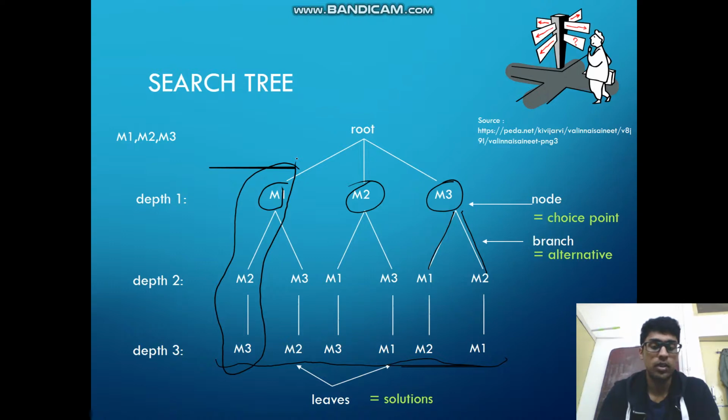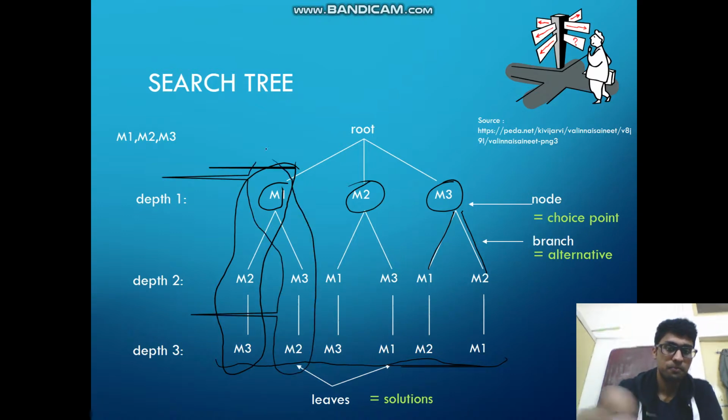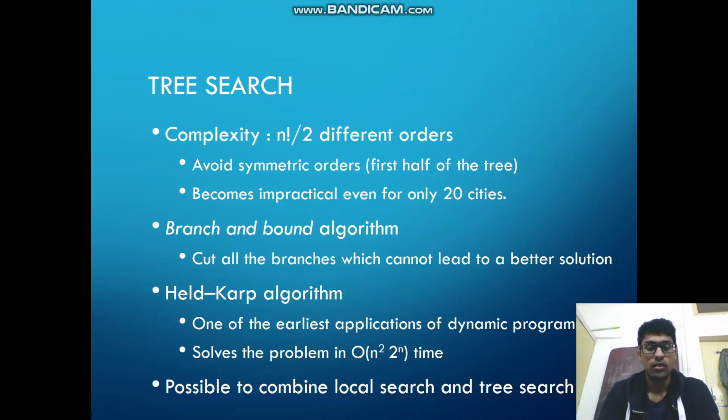First we start with M1, then we go to M2, then we go to M3, and then we come back to M1. This is one solution. So these all are solutions, and we have to find the minimum of them. So we see the problem with this is that the complexity of this algorithm is of the order of n factorial, and we see how this is.